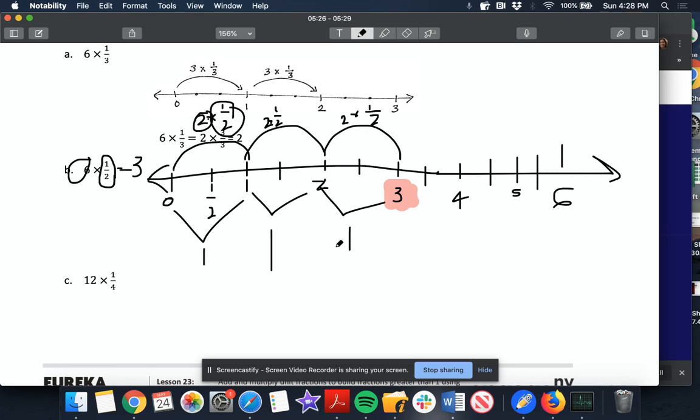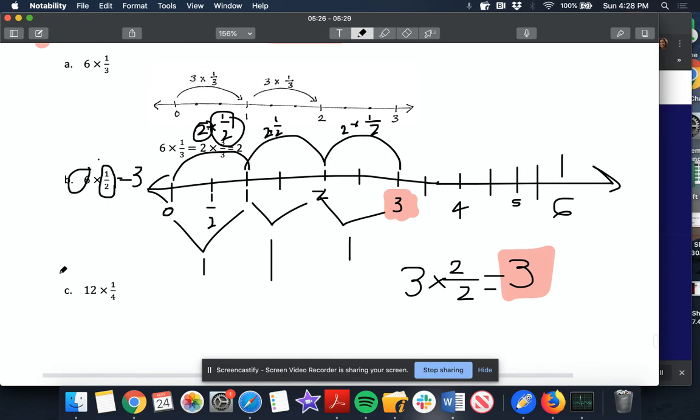Or let's do 1, 2, 3. 3 times 2 over 2 is also equal to 3. Okay, so 6 times 1/2 is the same thing as 3 times 2 over 2, which is equal to this 3. Go ahead and try 1b on your own, drawing that number line to support your answer.